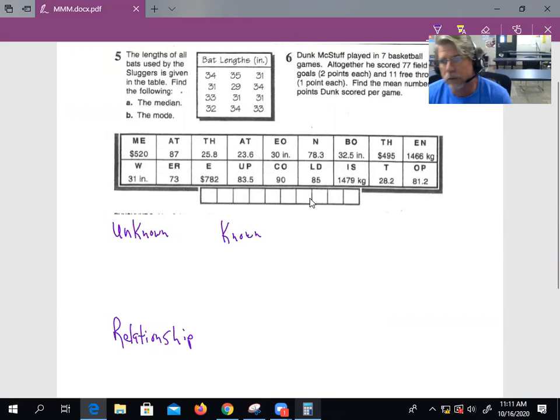So this lesson, we're going to look at question 6 on mean, median, and mode. Word problems can be a little tricky. So let's look at what we have here.